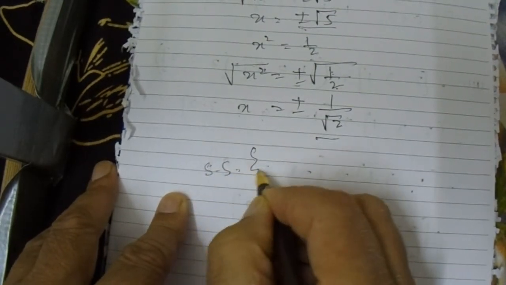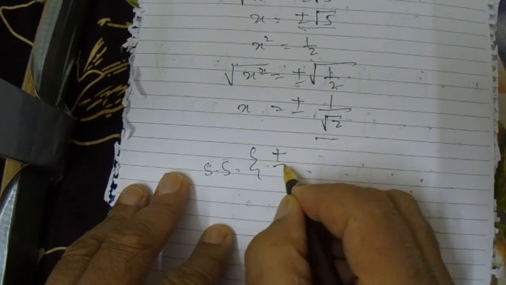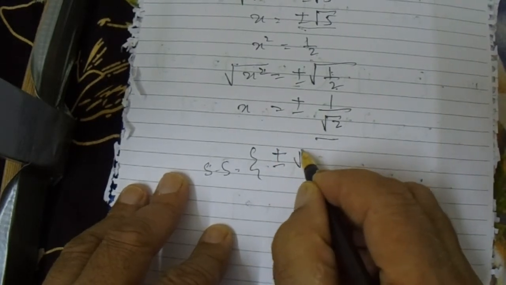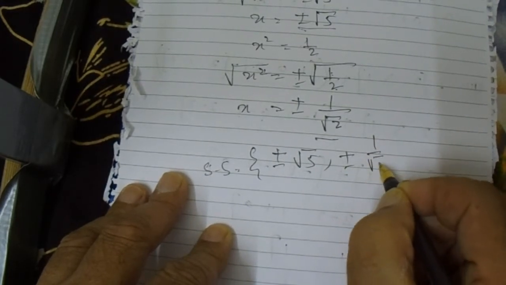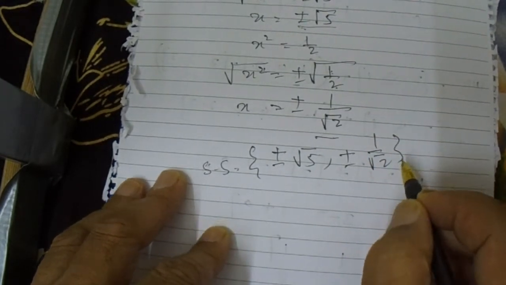The solution set is plus minus under root 5 and plus minus 1 over under root 2. Now this is the solution set of the first question. Now we write the second question.